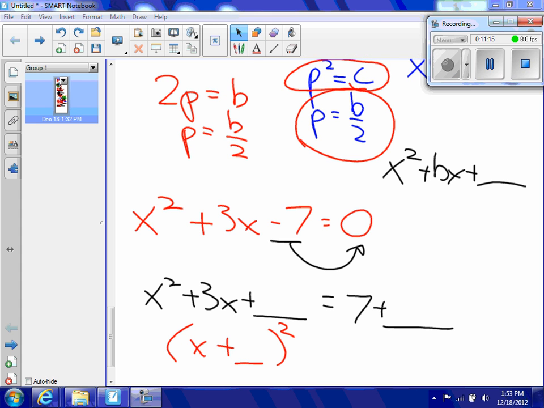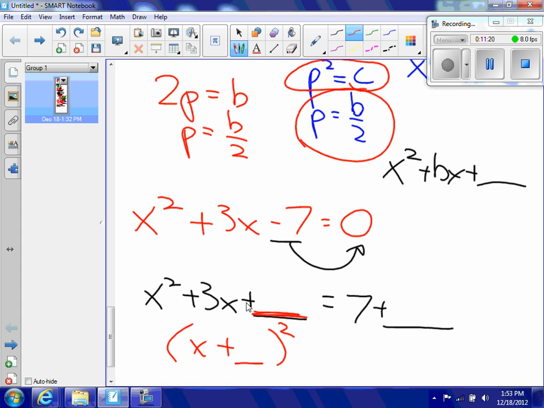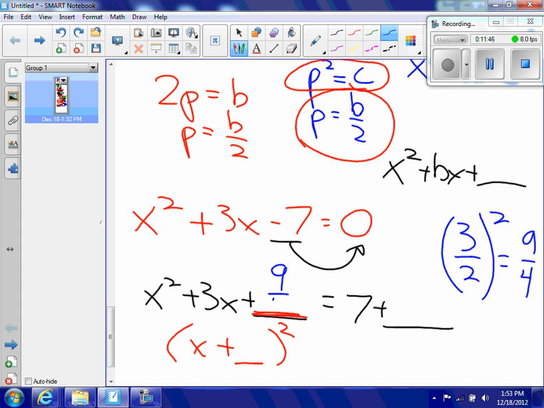So, if my c right here has to be p squared, and I know that p is b divided by 2, well, let's write over here to the right, in a different color. I have my b, which is 3, divided by 2, and then I'm going to square that. So that's going to be equal to 9 over 4. That means my c is 9 over 4, and I add it to that side. I'm going to add it to this side, 9 over 4.